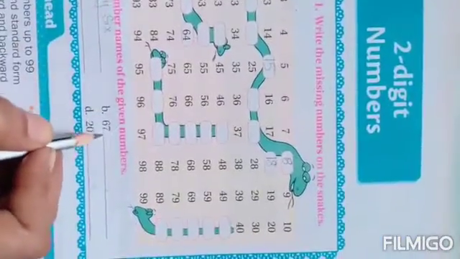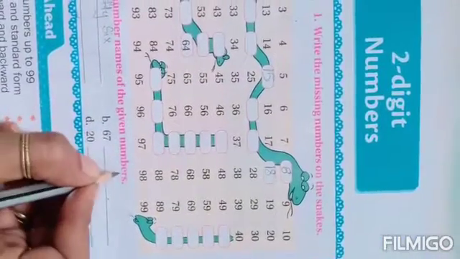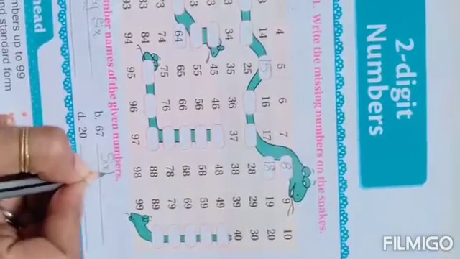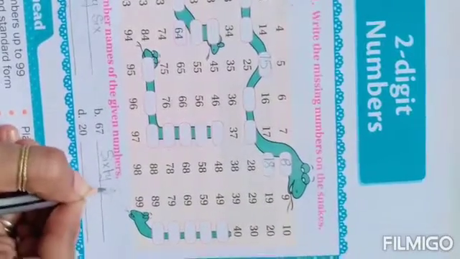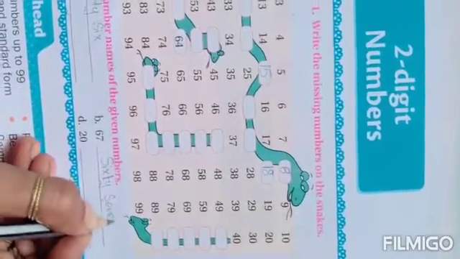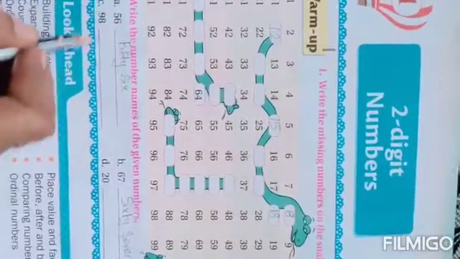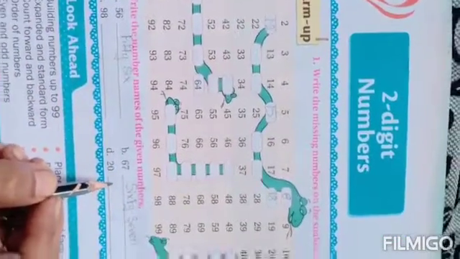Then we will move on to number 67. Here the spelling of number 67 is S-I-X-T-Y 60, S-E-V-E-N 7, 67. So thus we have to complete the given number spellings in the same way.